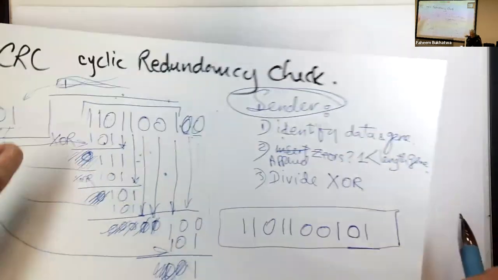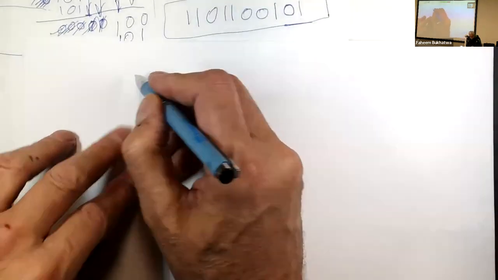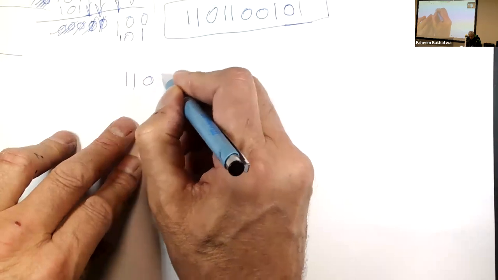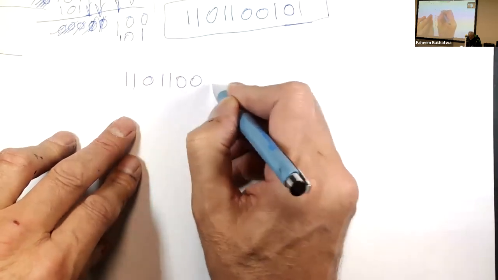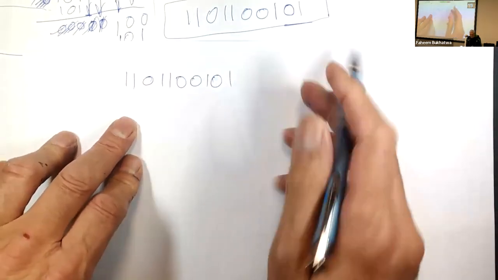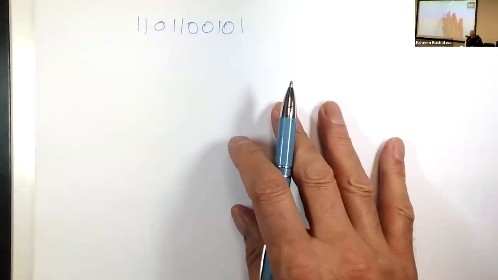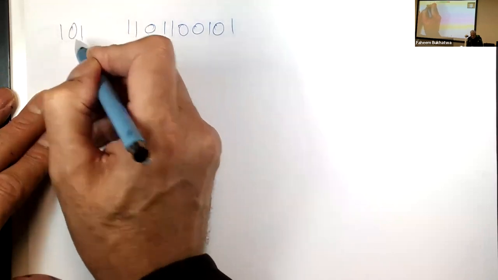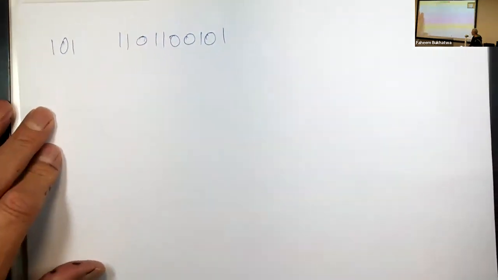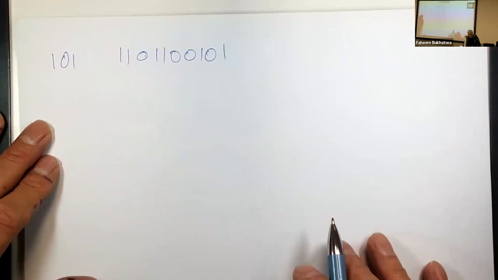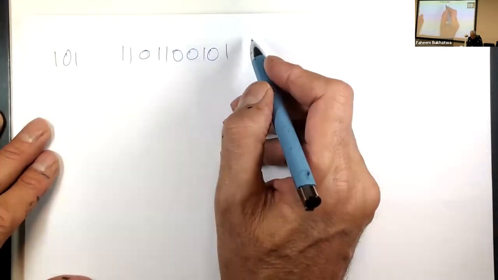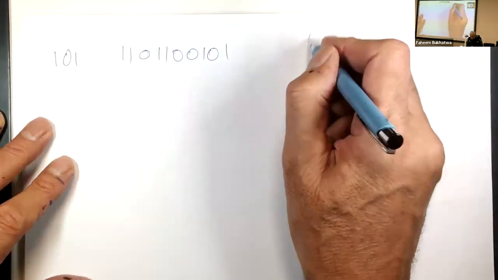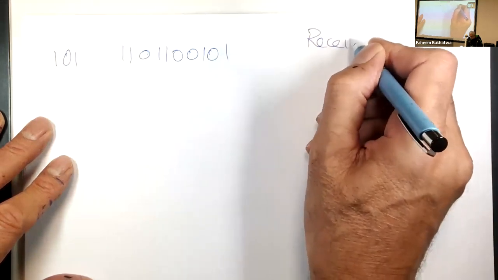First, let me get the information. Please check that I'm getting the correct information here. So we receive this frame, 1101100101. That's the correct frame. Now, the receiver should already know that the agreed generator is 101. Now, we are at the receiver end.